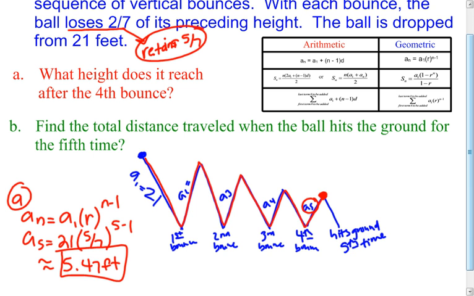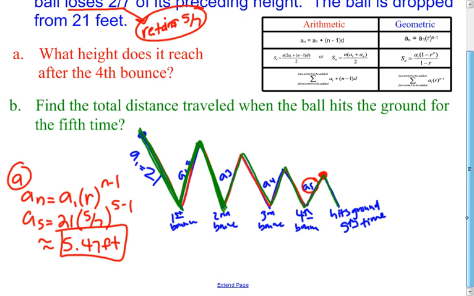Okay? Then in part B it's wanting you to find the total distance traveled when the ball hits the ground for the 5th time. Okay, this is tricky now. Ready? First of all, you have this distance. Okay, that stands alone at 21. Then you have this and back down again. So do you see how you have this twice? You have the first term once and the second term once and twice. The third term once and twice. The 4th term once and twice. The 5th term once and twice.